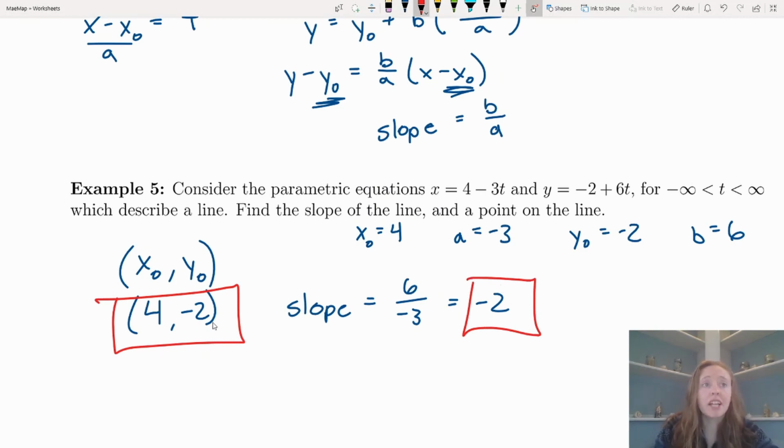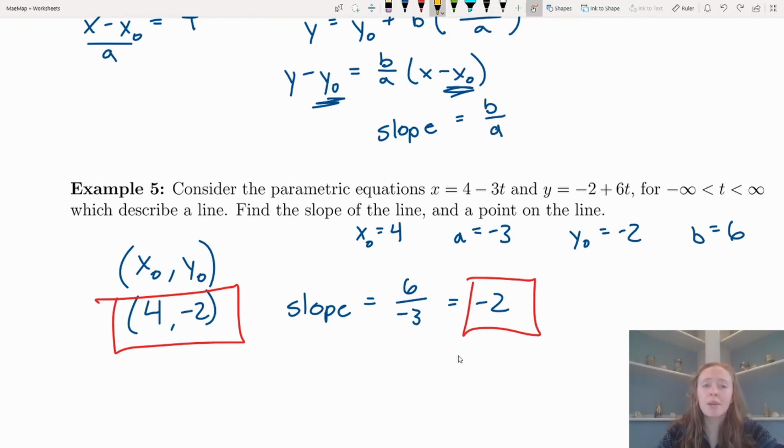And if you want to double check that 4, negative 2 is definitely a point on that line, think about what t value we would need for x to equal 4. We would need a t value of 0. If I use that same t value of 0, I do indeed get that y equals negative 2. So when t is 0, that's the point on my line, and my slope is negative 2.